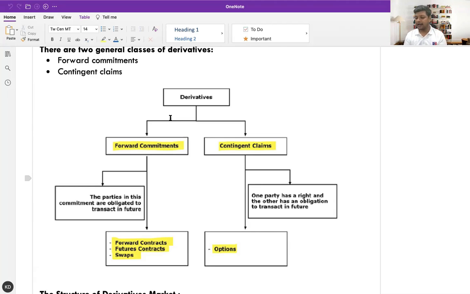But just to give you an idea, in options, there is one party which has the right and the other which has an obligation to transact. Compared to that, in forwards, futures, and swaps, the parties are committed to honor the contract. They have to do the contract whether they want to or not after that. But in options, you have a choice. So the way an option functions is completely different. Clear? Yes. So these are the categories of the derivatives market.